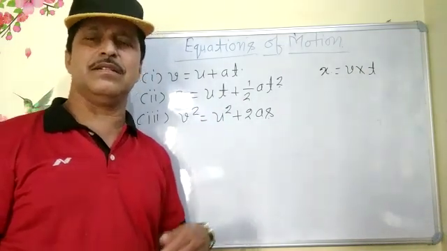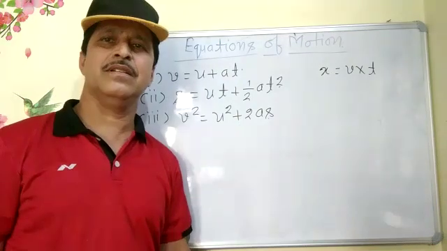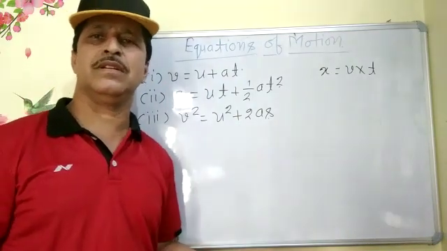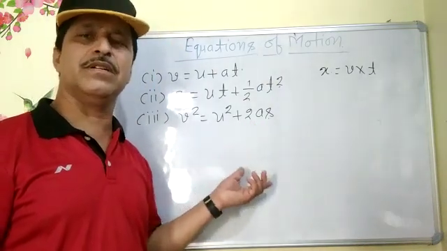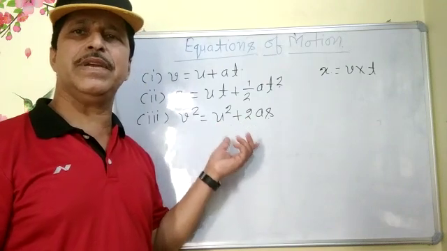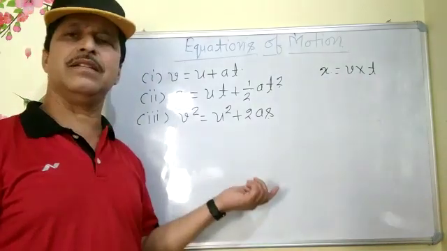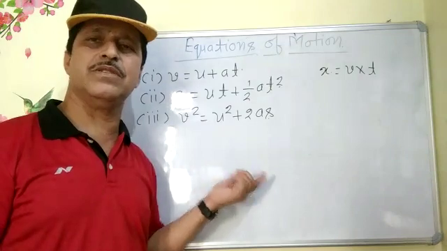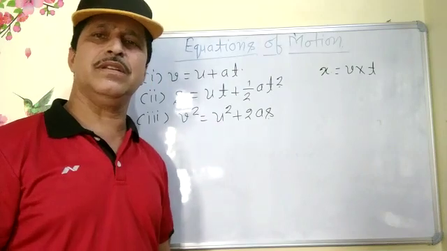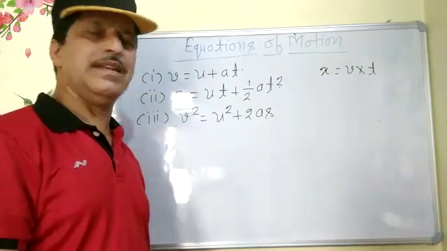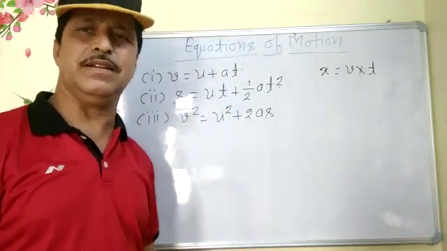I will derive these three equations in three different ways. The first way will be the simplest one. The second way will be derivation of these equations from the speed time graph of the given particle which is moving in a straight line. And the third method of deriving these equations will be the method of integration. So let us begin with the first method, and let us first derive the equation v equal to u plus at.